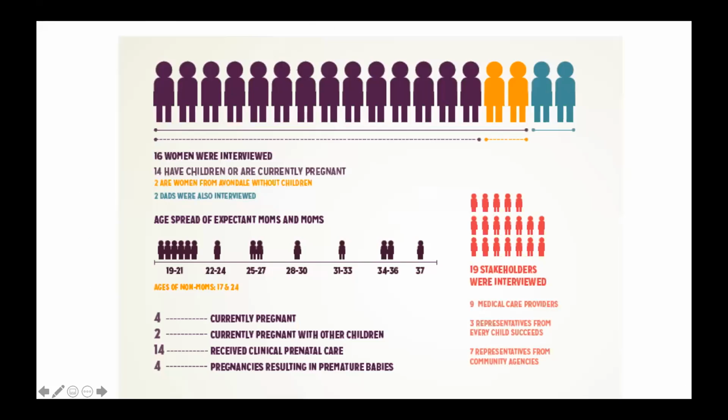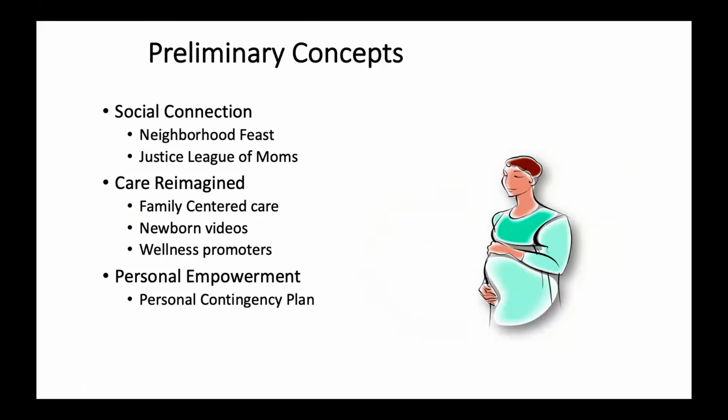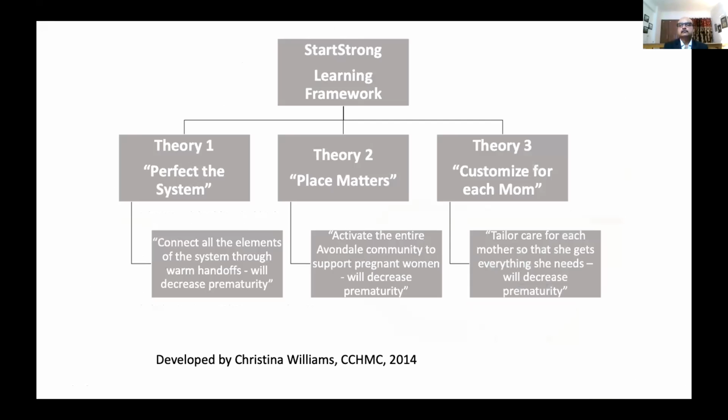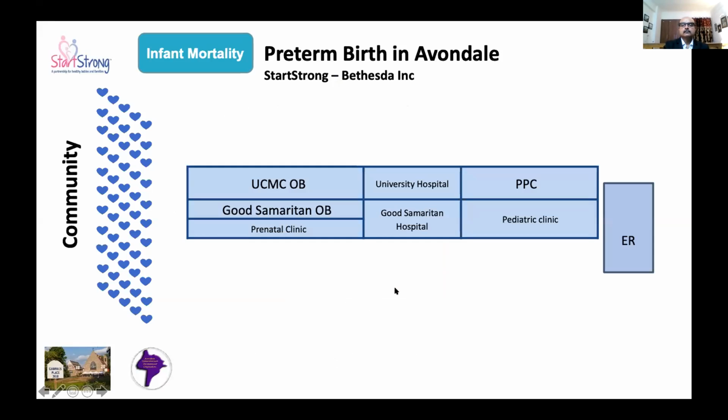And many of our people who have this are single mothers, mostly African-American. We began to build this concept of social connections and neighborhood feasts and mothers working together along with personal contingency and support. We knew we had to perfect the system, but the system had to be absolutely perfect for us to reduce prematurity, because prematurity is related a lot to stress. We had to activate the community to support the women, and we had to customize for each mom.